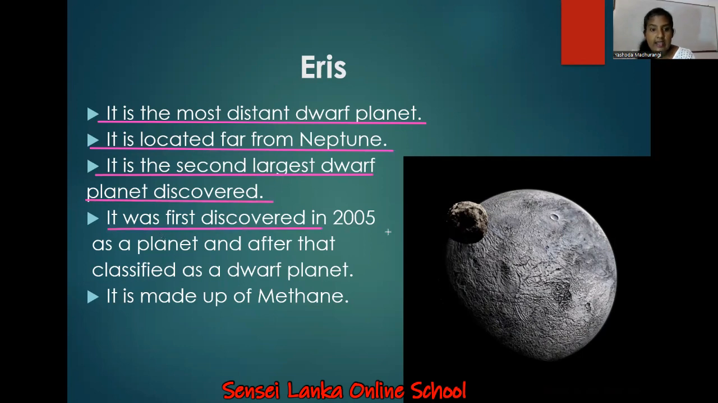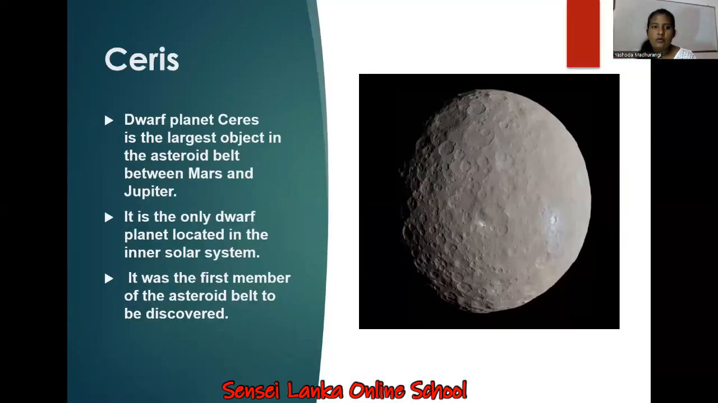It was first discovered in 2005 as a planet, and then sometime later it was reclassified as a dwarf planet. It is made up of methane. These are some information about Aries. So that is about Aries. Now, Ceres, a bit similar. Look at the picture. There are 3 points about it. Let's look at them quickly.